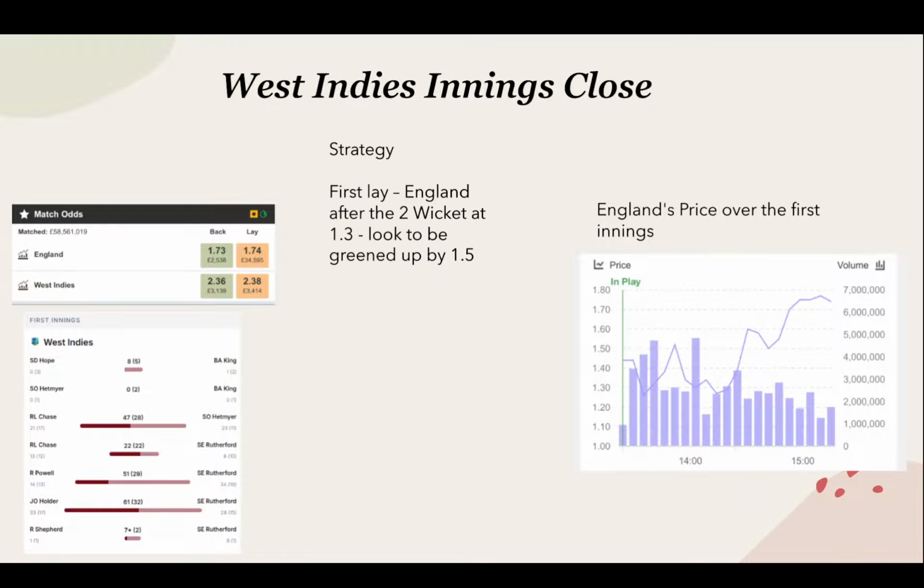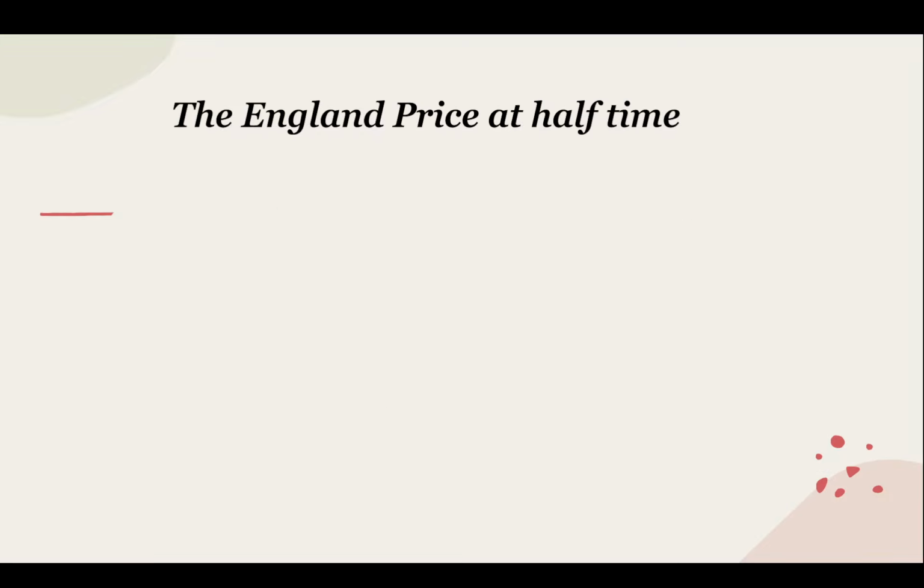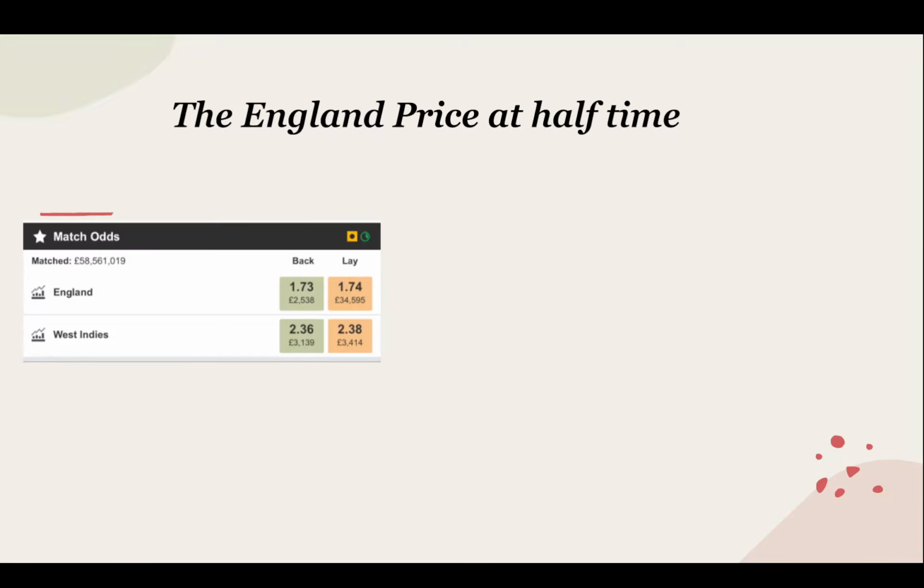Obviously, first lay England after 2 wickets at 1.3, looked to green at 1.5. Trade 2, lay England again at 1.3 after wickets, and trade out at 1.5 again. England's price at half time, so we are going to touch on that one again. So 1.73 was their backing price. So what should I do?